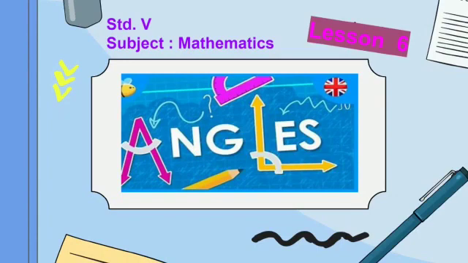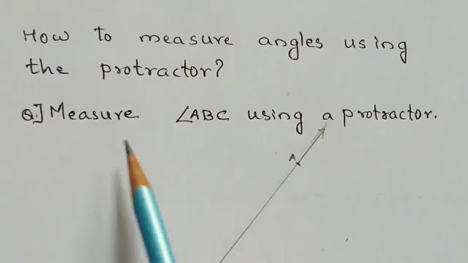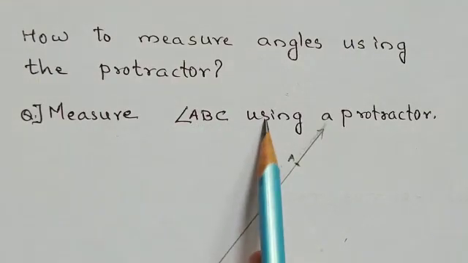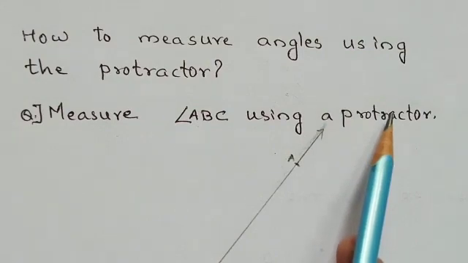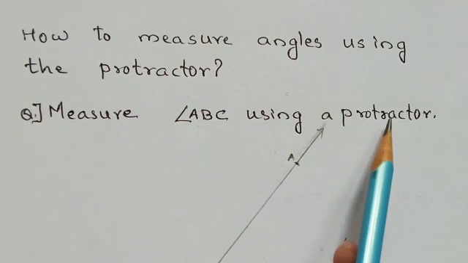We are doing lesson number 6, Angles. In the previous class we learned about the protractor. Today we are going to see how to use the protractor to measure angles. The question is: measure angle ABC using a protractor. Let us see what the steps are.